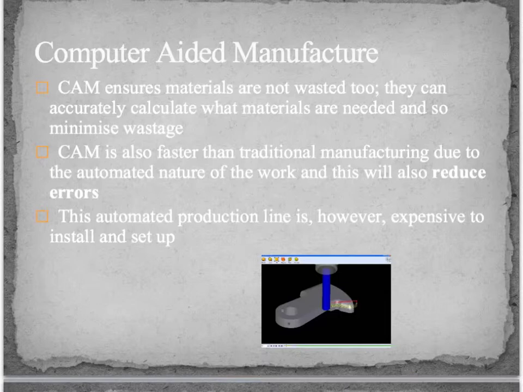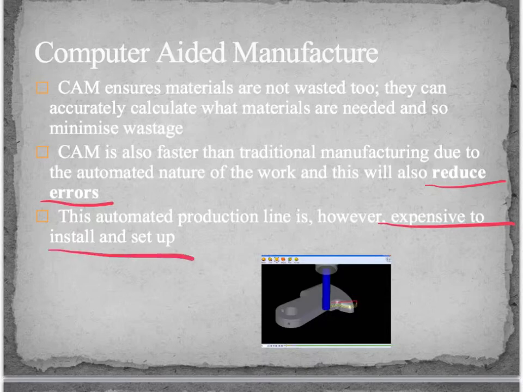CAM is also faster than traditional manufacturing due to the automated nature of the work, and this will also reduce errors. It doesn't matter how fast it goes, there will be a lot fewer errors than if a human was to complete the work. Such is the nature of a robot performing work like this. An automated production line can be expensive to set up. They don't need holidays though, that's one good thing about robots.